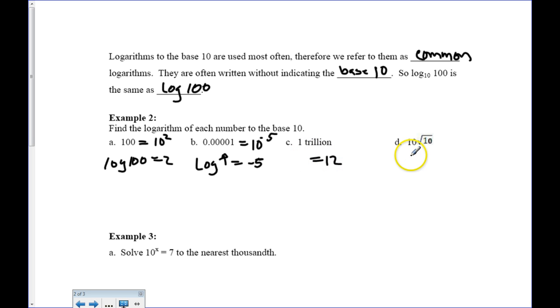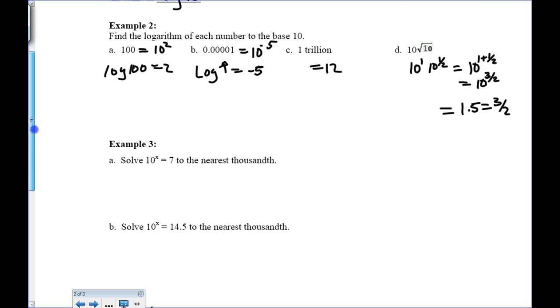How about this one? This one's different. 1.5. Yes, because this is 10 to the first times 10 to the 1/2, correct? So if I write that as 10 to the 1 plus 1/2, which equals 10 to the 3/2, or 1.5. So in this case, we're talking about 1.5 or 3/2.